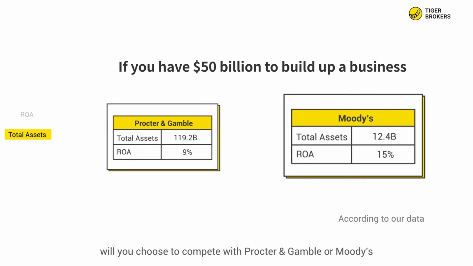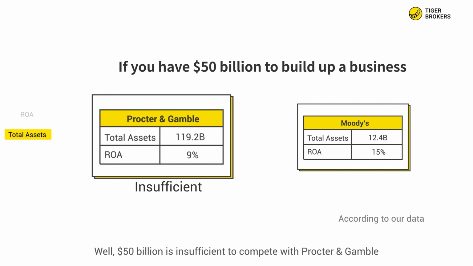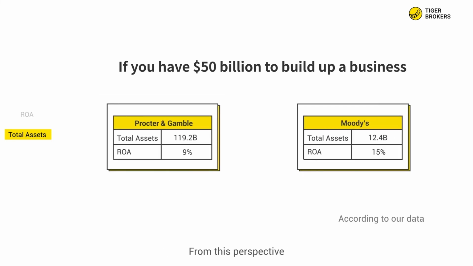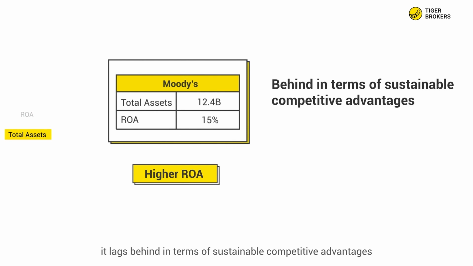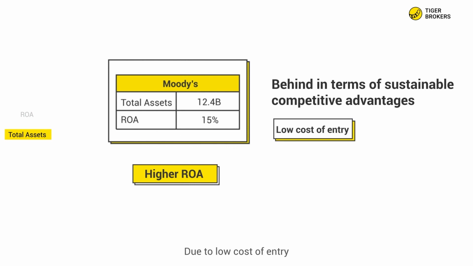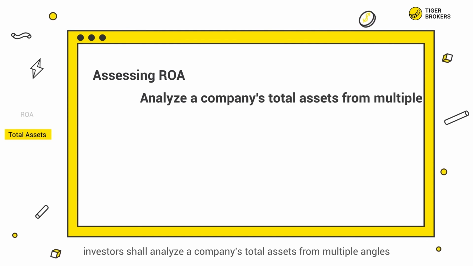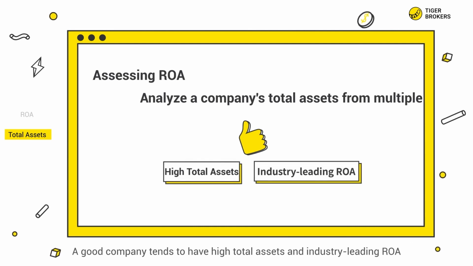This means large companies with higher total assets may have a lower ROA, while growing companies with smaller assets may have a higher ROA. If you have $50 billion to build up a business, will you choose to compete with Procter & Gamble or Moody's? Well, $50 billion is insufficient to compete with Procter & Gamble. However, we may have a chance against Moody's. From this perspective, while Moody's has higher ROA than Coca-Cola and P&G, it lags behind in terms of sustainable competitive advantages. Due to low cost of entry, Moody's is faced with more competitors ahead. Therefore, in assessing ROA, investors shall analyze a company's total assets from multiple angles. A good company tends to have high total assets and industry-leading ROA.